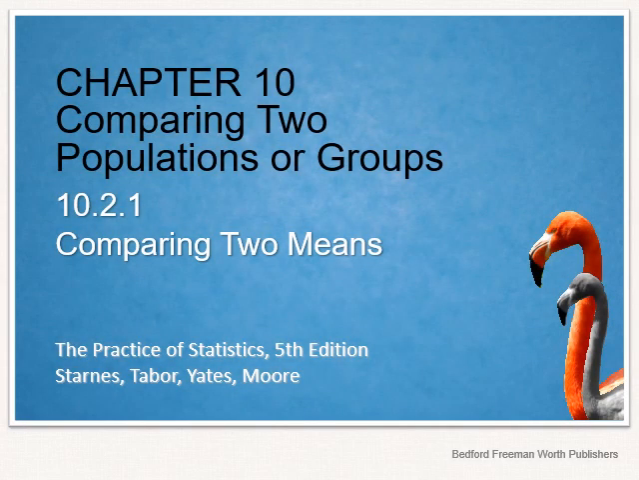In the second part of chapter 10, we are going to be looking at comparing two means. That means we're going to take two samples, one from two different populations, and try to say something intelligent about the means of those two populations. Are they the same? Are they different? And what do they differ by?